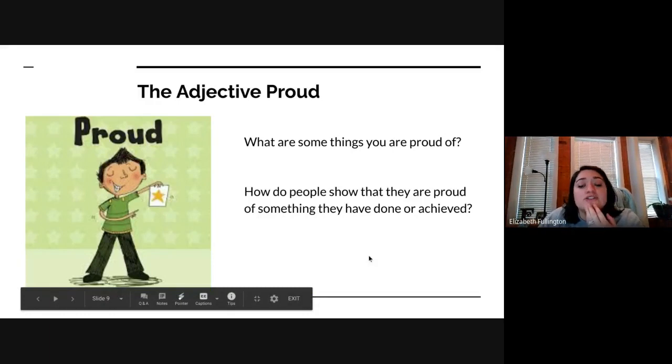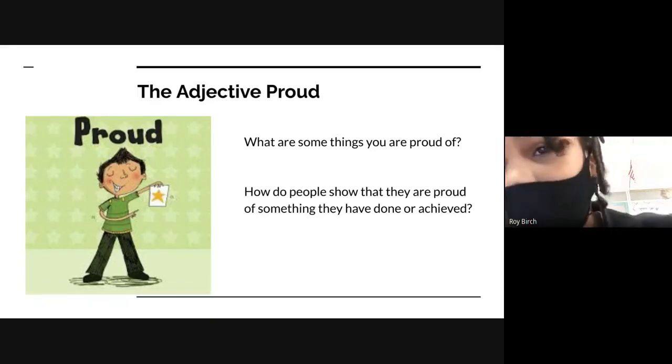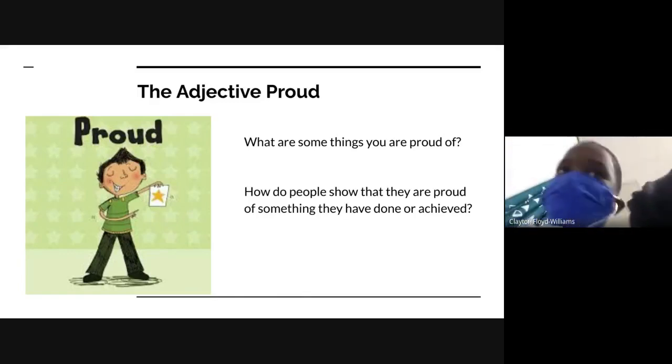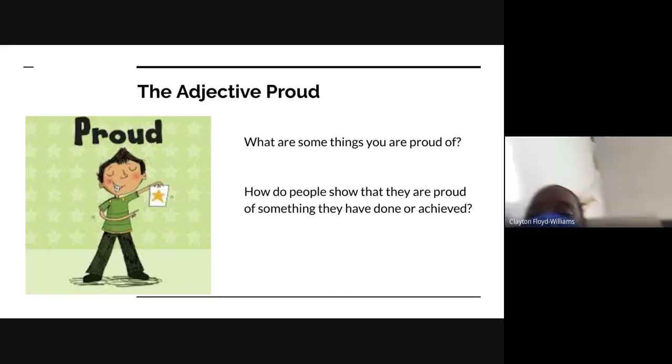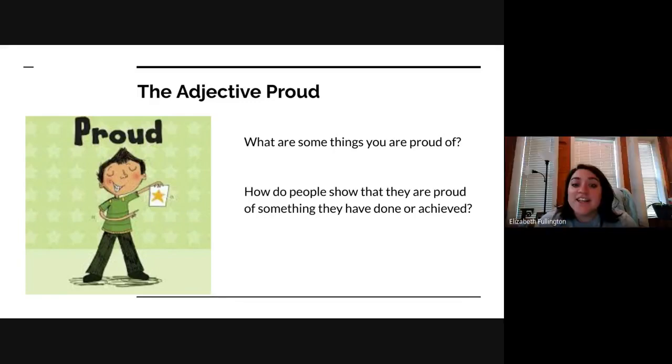It says, how do people show that they're proud of something they've done or achieved? What are some things that people may do as actions? Roy? They'll probably smile. Yeah, they probably smile. I see Clayton's hand. Clayton, how do people show that they are proud? Because every time people say they're proud, they look at me like they're really proud. Yeah, so they show their actions, their expressions, right?